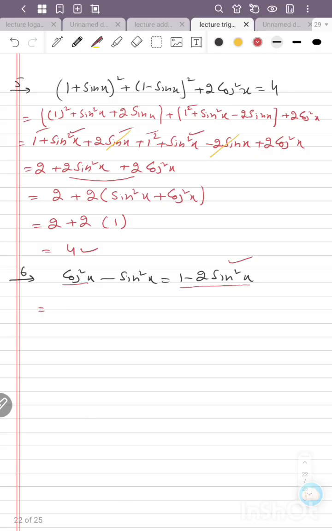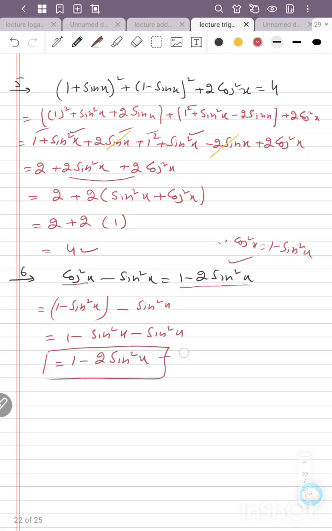Okay, cos square x, we know from the identity or first formula, cos square x is 1 minus sine square x. We know that cos square x equals 1 minus sine square x. Now minus sine square x stays as it is. We write 1 minus sine square x minus sine square x, which is 1 minus 2 sine square x. This is our answer for the right hand side.